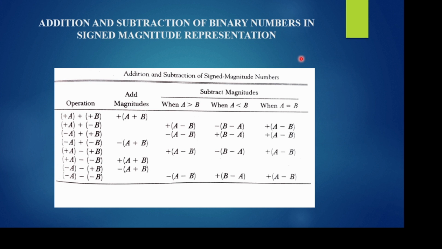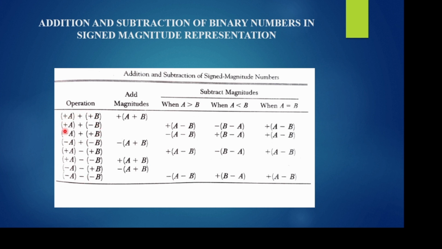Now we shall move on to the algorithm part. Before going to the algorithm, we can check all the possible operations while performing addition and subtraction of binary numbers in signed magnitude representation. These are the possible operations we come across. The first 4 operations listed in this table are for addition, and the rest of the 4 operations represent the subtraction operation.